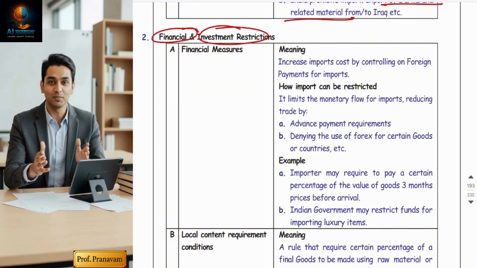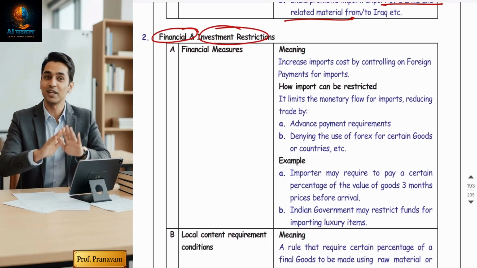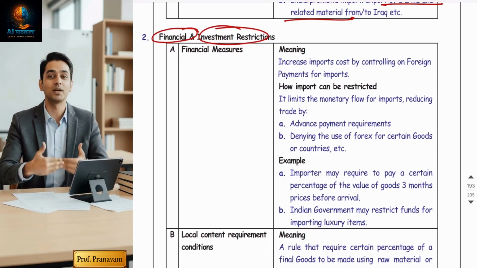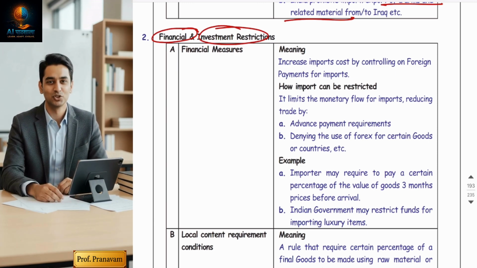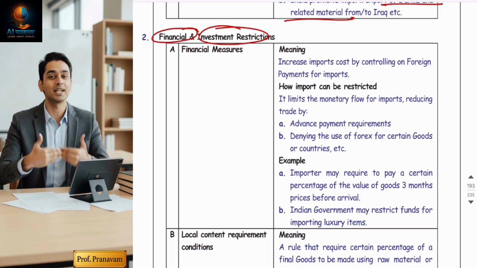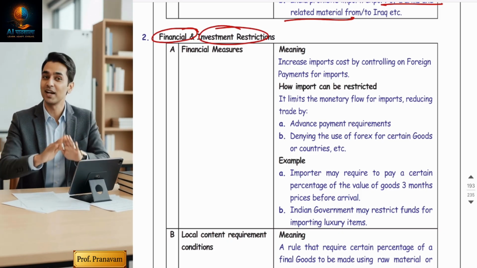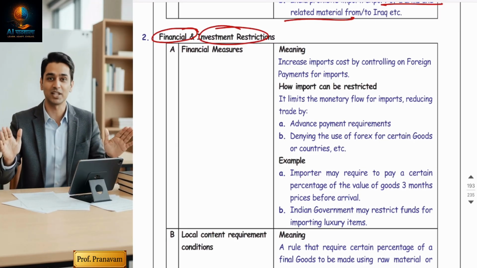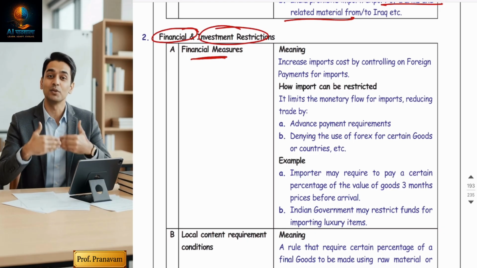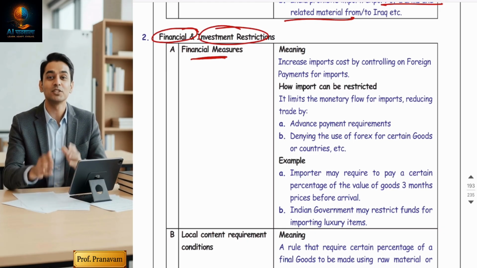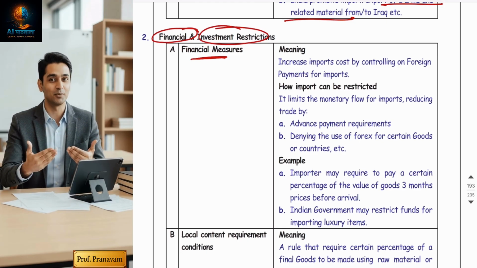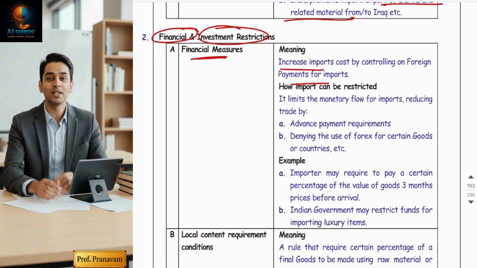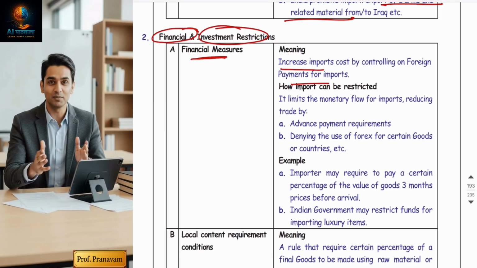Next, import can also be restricted by financial and investment restrictions. These are non-technical measures in which the government is not controlling the quantity and the prices of the goods. They are restricting the import by controlling the money supply, I mean foreign currency. Let us understand one by one how they can control imports by financial and investment restrictions. First is financial measures, meaning the government controls foreign exchange payments for imports, by controlling foreign exchange. And you know RBI regulates foreign currency.